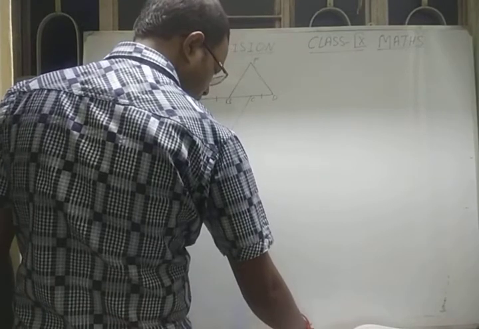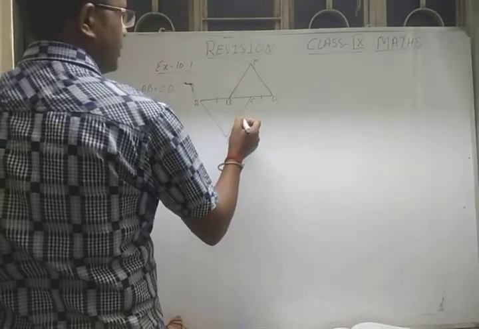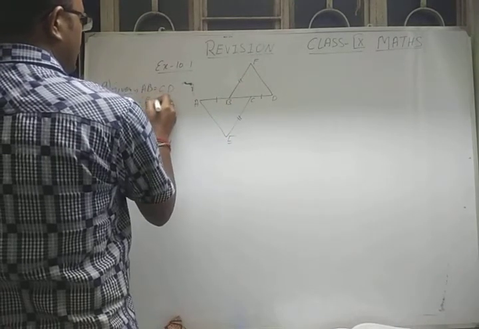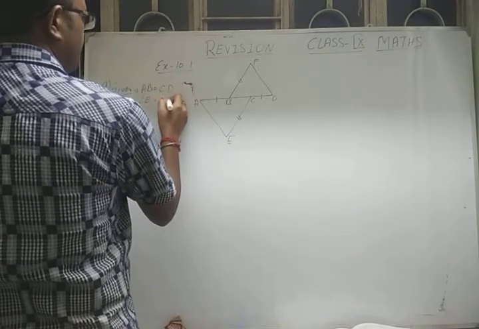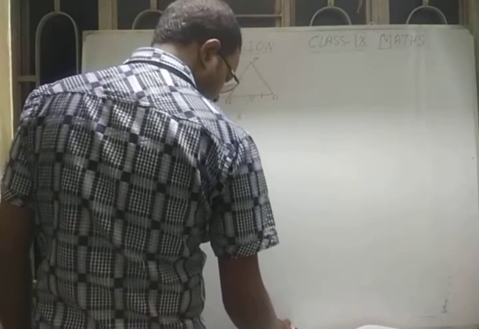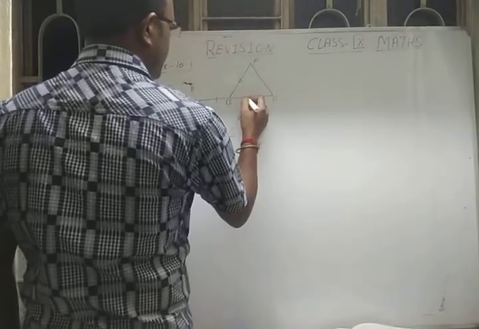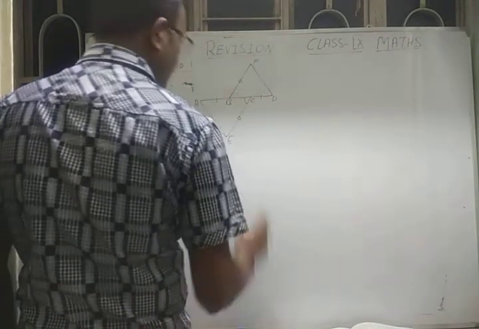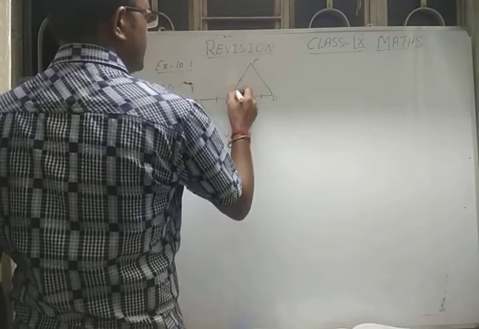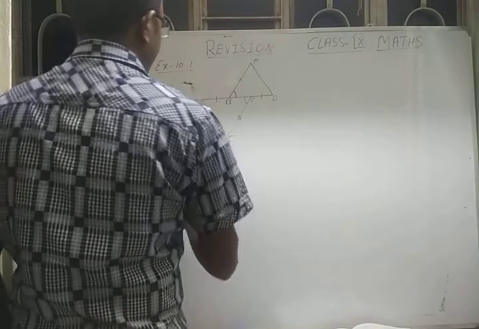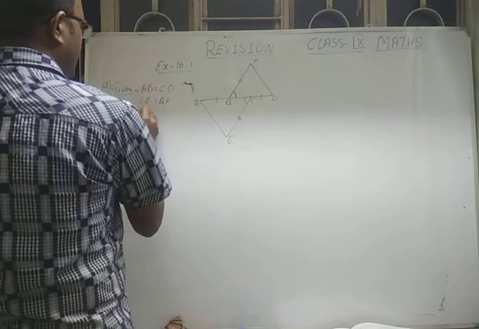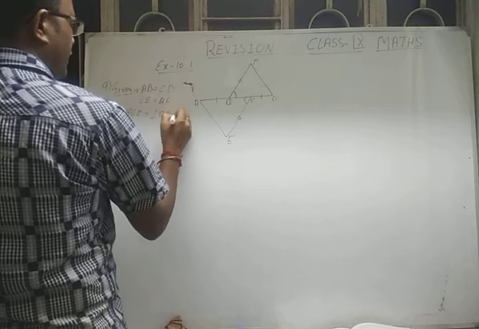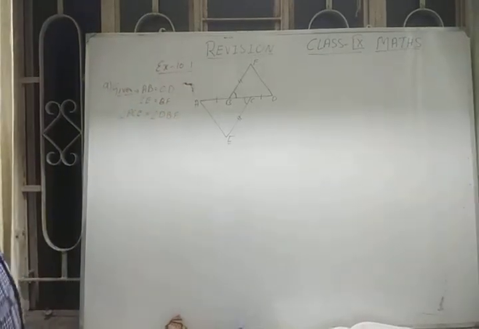After that, CE is equal to BF, and it also said that angle ACE is equal to angle DBF. So these two angles are equal. Angle ACE is equal to angle DBF. So these things are the given part of this question.